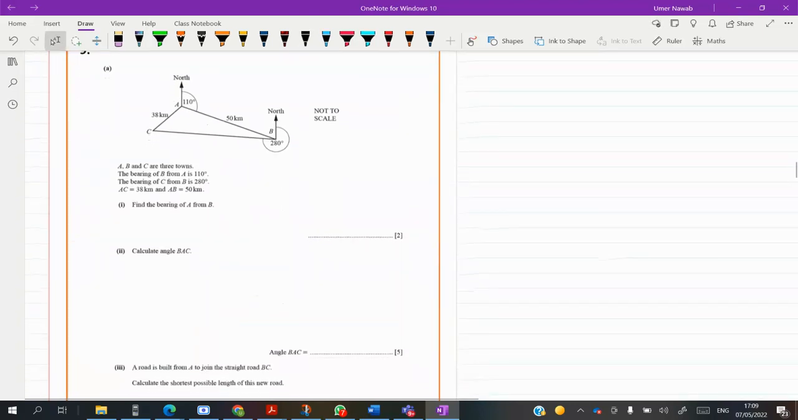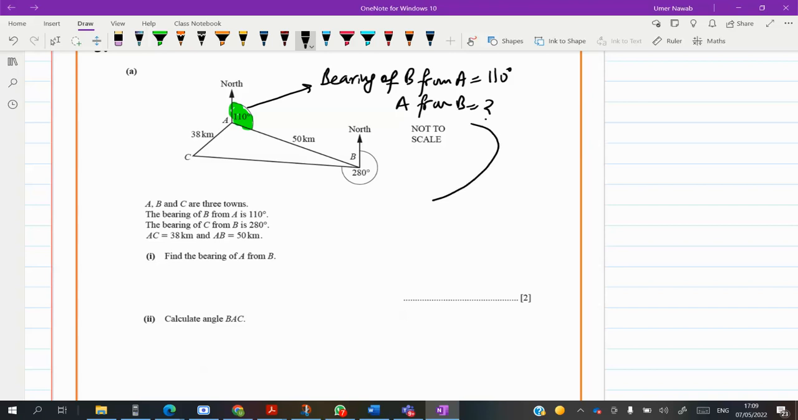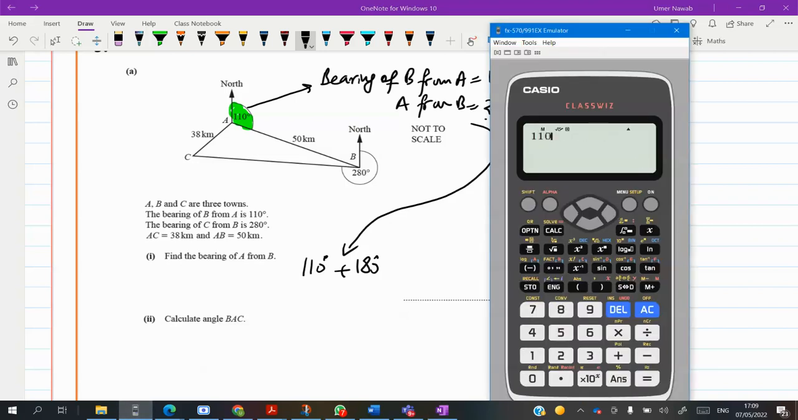Question number 9. Bearing of A from B. If you look at the figure, 110 is the bearing of B from A. So this is telling you the bearing of B from A is given as 110. So A from B is very easy, which is what he's asking you here. So 110 plus 180 gives you 290.